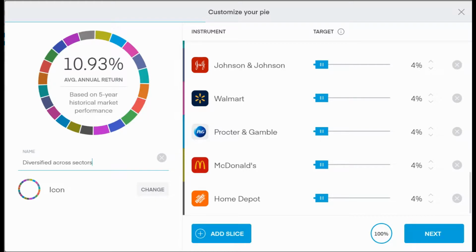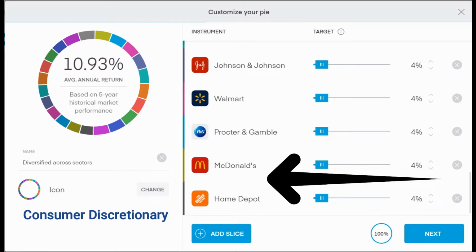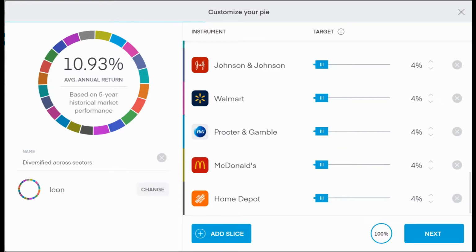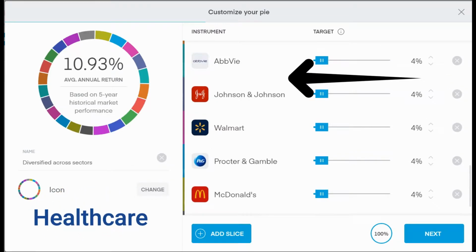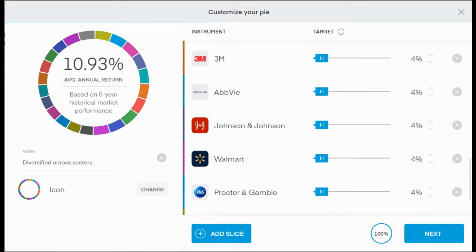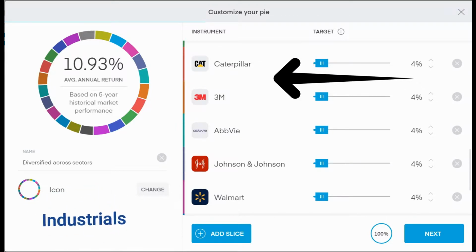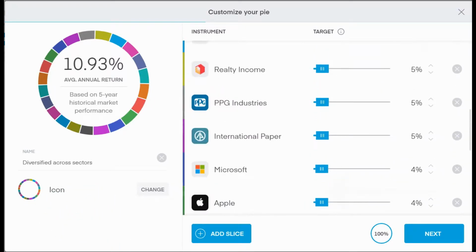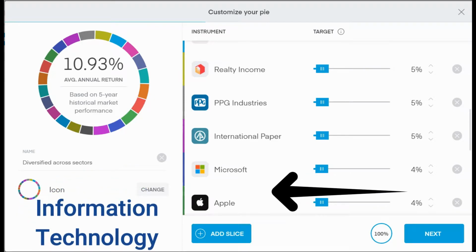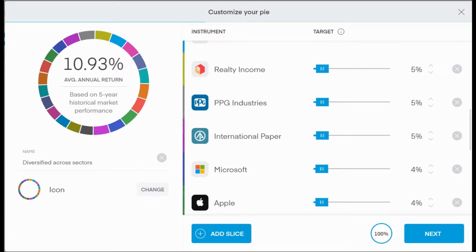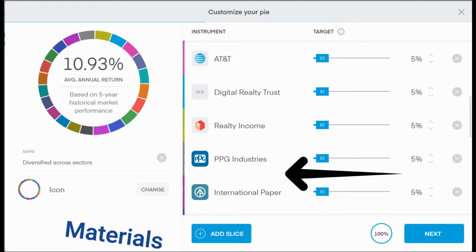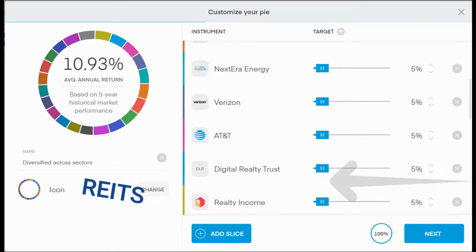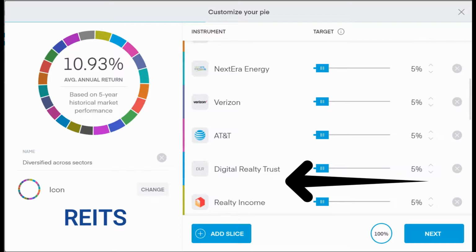So here we go. We're going to start with consumer discretionary. So in that sector, we will have McDonald's and Home Depot. Then we go over to consumer staples, which would contain Walmart and Procter & Gamble. Then healthcare, we've got AbbVie and Johnson & Johnson. Then we head over and have Caterpillar and 3M in industrials. Then we have information tech, we've got Microsoft and Apple. Then with materials, we've got PPG and International Paper. Then in our REIT sector, we have Realty Income and Digital Realty Trust.